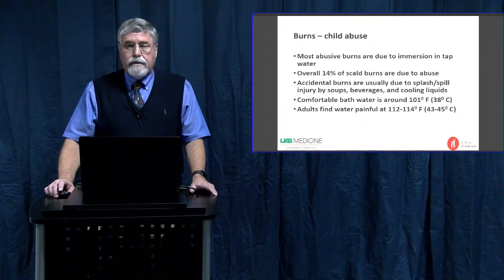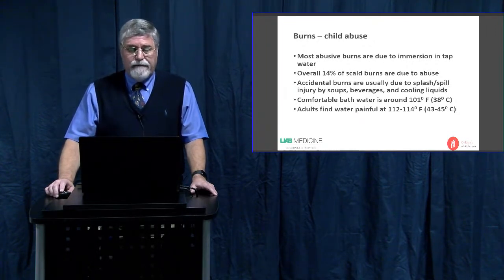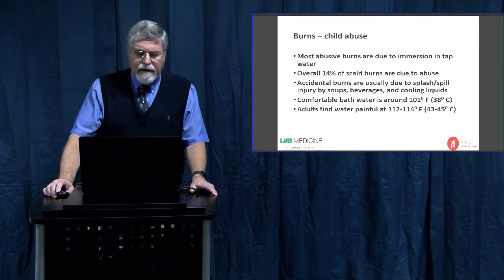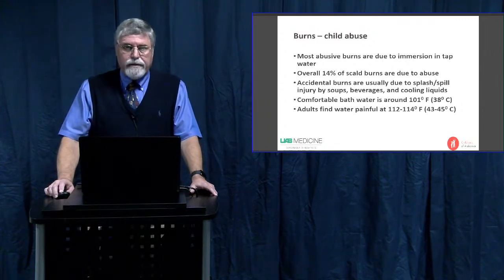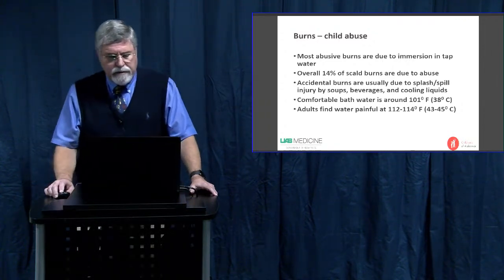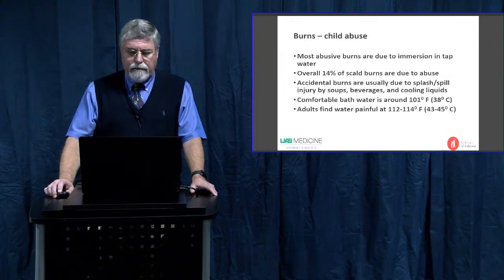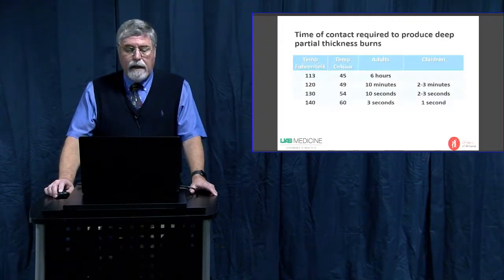Most of the burns are due to hot water, tap water. About roughly 10–15% of the burns that we see in children under 5 are inflicted, meaning abusive burns. Accidental burns tend to be food and liquid injury burns. Bath water, for most people, is around 100 degrees Fahrenheit. Adults find it uncomfortable at 112, very painful, and most of your hot tubs are at 104 to 105.